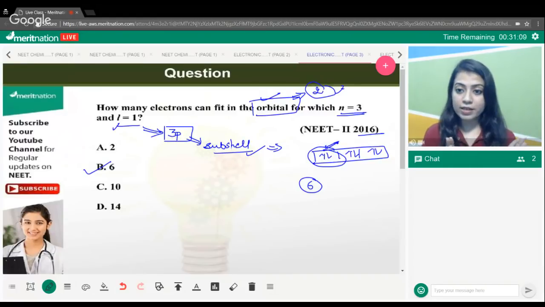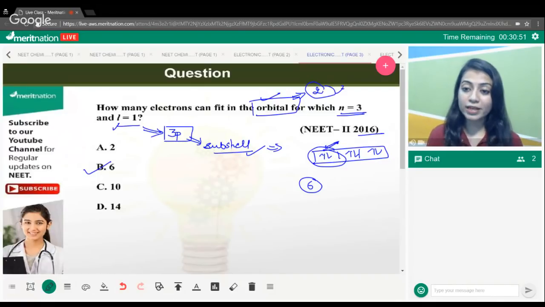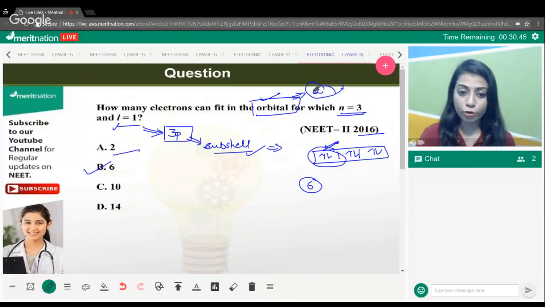3p orbitals, in the subshell of 3p, we have 3 total orbitals. In each orbital, 2 electrons can come. So in 3 orbitals, 6 electrons will come, right? So the answer here is 6 if the subshell is given. If the orbital is given, it should be 2.